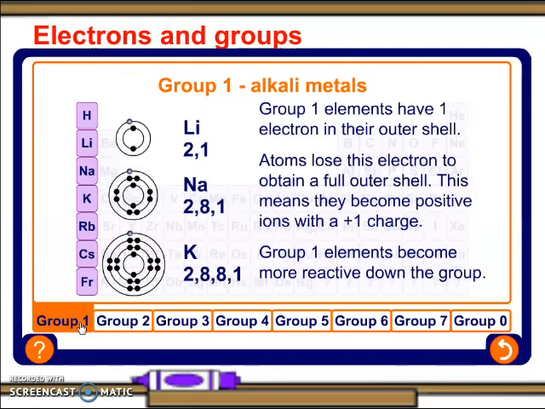Group 1. Alkali metals. Group 1 elements have 1 electron in their outer shell. Atoms lose this electron to obtain a full outer shell. This means they become positive ions with a positive 1 charge. Group 1 elements become more reactive down the group.